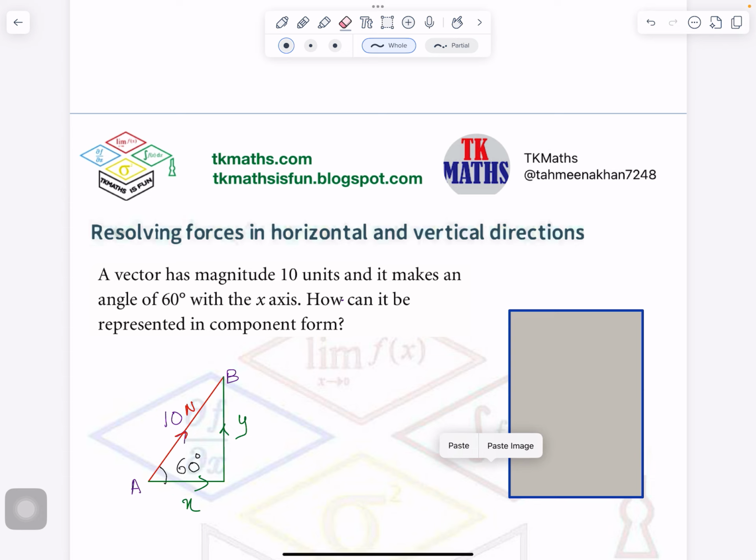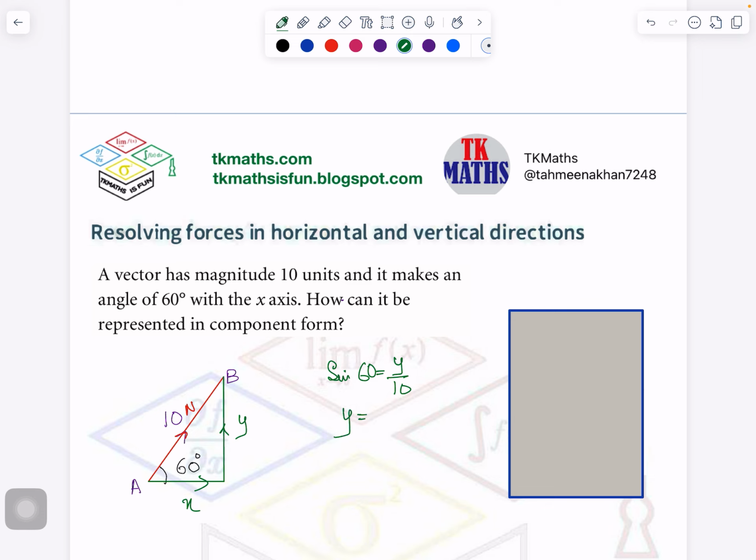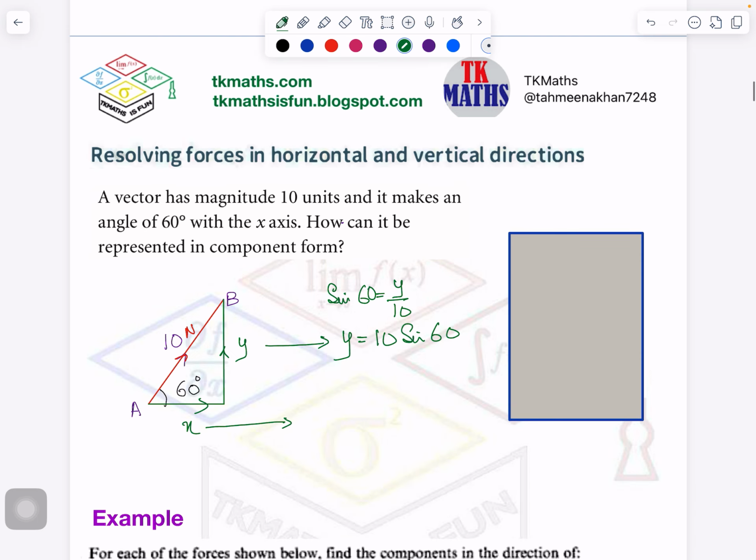Now let me call it y and let me call it x. So you see, sine 60 is equal to y over 10, because of SOHCAHTOA, a right angle triangle. So y is equal to 10 sine 60. So this is how you know that when you resolve it in the vertical direction, it will be 10 sine theta. In this case, theta is 60 degrees. And when you are resolving it horizontally, it will be what? You will use, absolutely right, cos 60 is equal to x over 10.